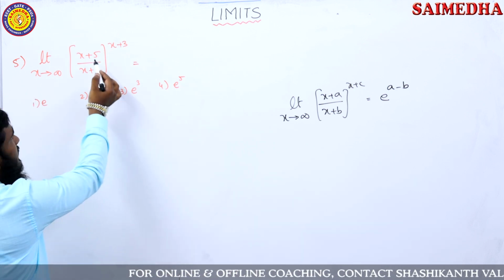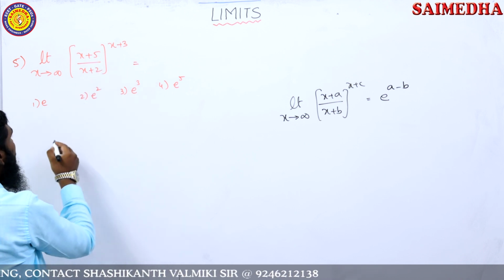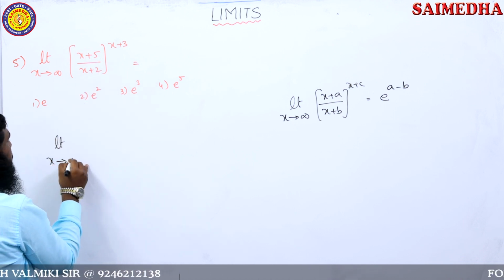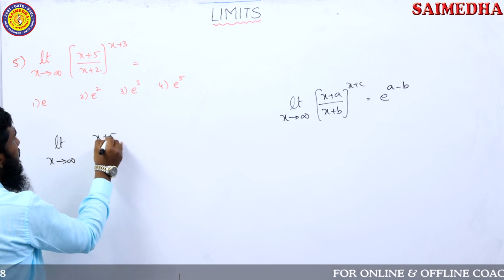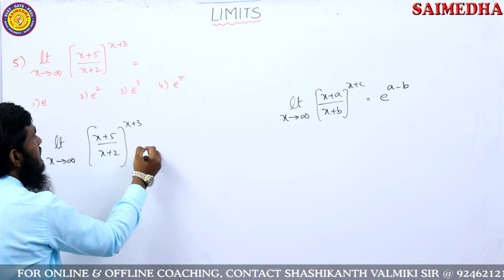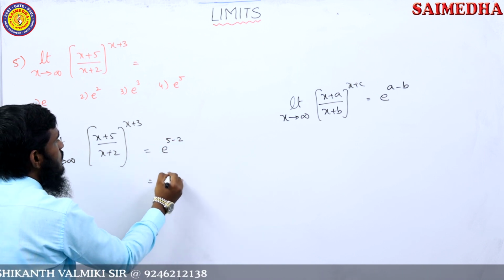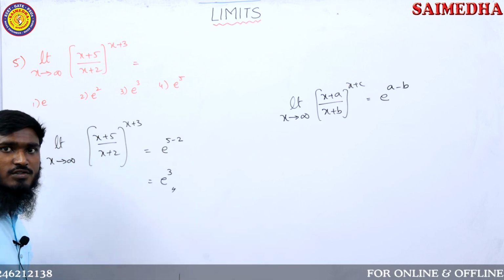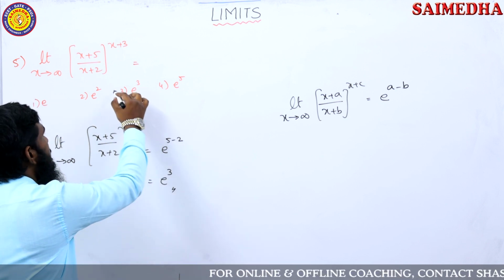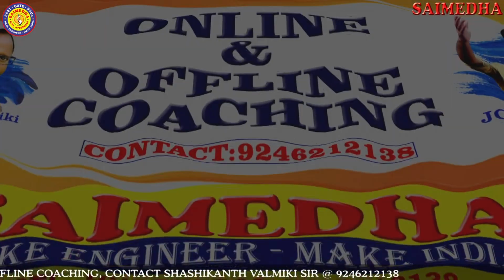Now what is the value of a? The value of a is equal to 5. The value of b is equal to 2. So limit x tends to infinity, x plus 5 divided by x plus 2, whole power x plus 3, is equal to e power 5 minus 2, which is equal to e power 3. Understood? So which option will be correct? Third option, e power 3 will be correct. Now pause the video and note it down.